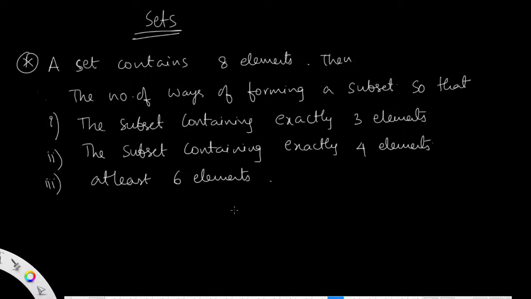On the basis of sets, a set containing totally 8 elements, the number of ways of forming a subset so that the subset contains exactly 3 elements, and the subset containing exactly 4 elements, and the subset containing at least 6 elements. Then the number of subsets can be formed like this.